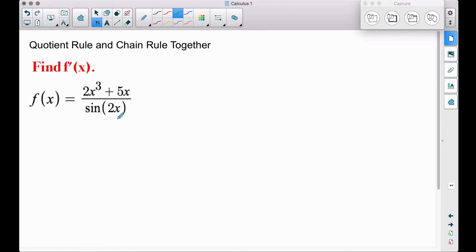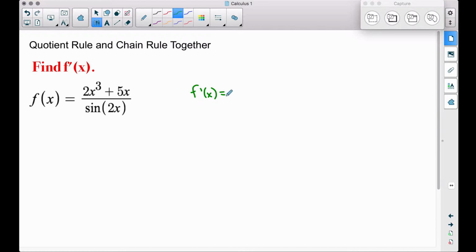But then also notice this function down here, we have a function 2x sitting inside of the sine function. That's how I think about compositions of functions, and we have to apply the chain rule when we differentiate this bottom piece. So to find f prime of x, the common thing that I use is low d high minus high d low all over low low.